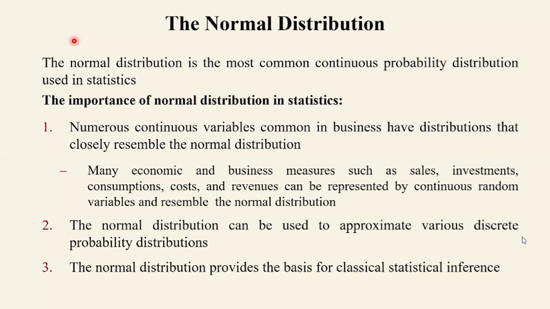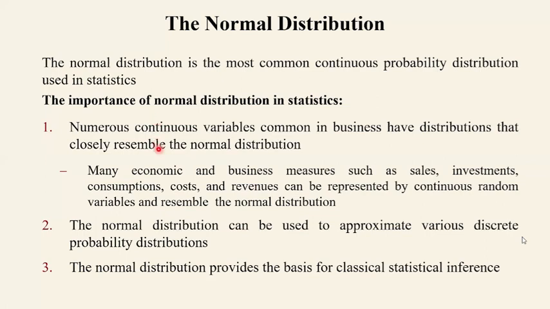Right? The normal distribution is the most common continuous probability distribution used in statistics, right? Even for the inference and decision-making process, mostly for statistical inference, we are using the normal distribution. So why is the normal distribution important? Because there are a lot of reasons.